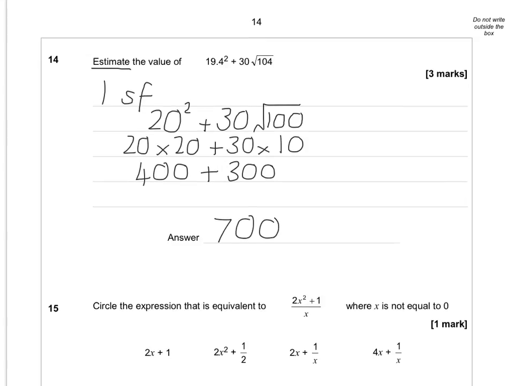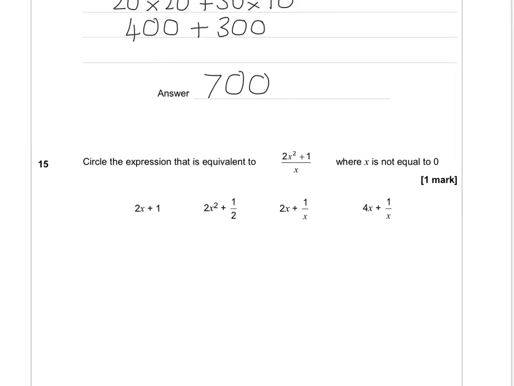Right, the next question on here: circle the expression that's equivalent to this one. When we've got an algebraic fraction, we can use equivalence to cancel it down. So I'm going to divide everything by x. If I divide the denominator by x, I get 1. If I divide 2x squared by x, I get 2x. And if I divide the 1 by x, I get 1 over x.